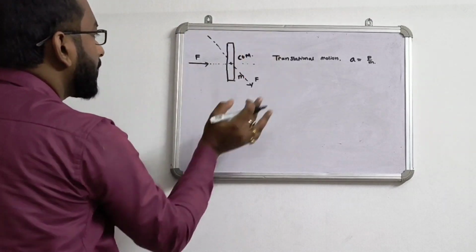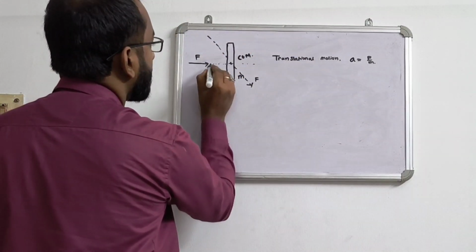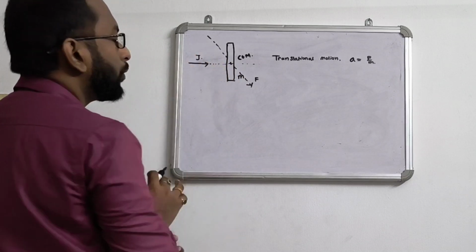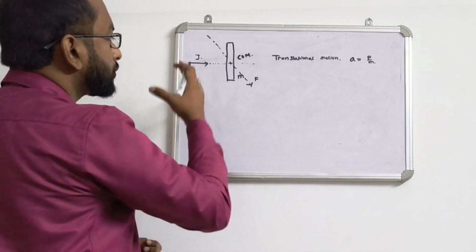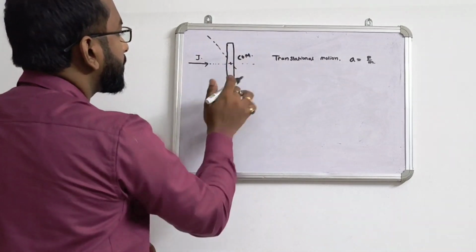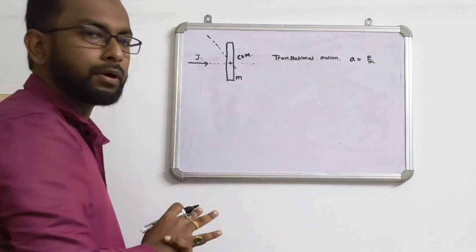Or suppose I apply an impulse on this body, an impulse of j instead of F. What is impulse? Impulse will change the momentum of this body. So eventually what will happen? This m mass will get some velocity in the direction of the impulse.